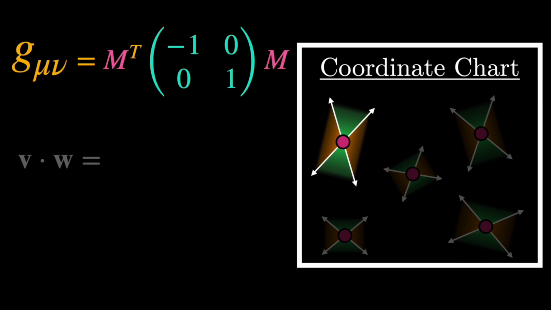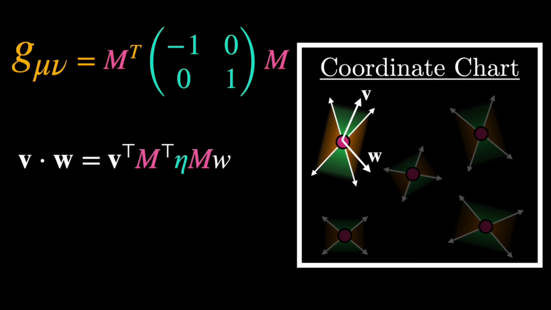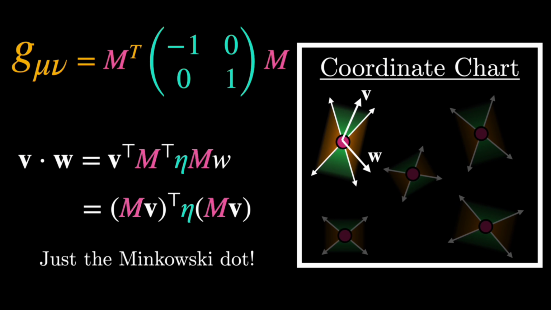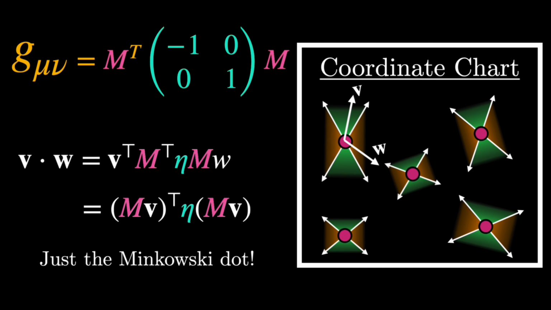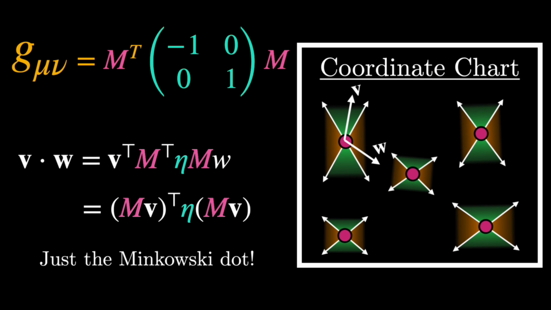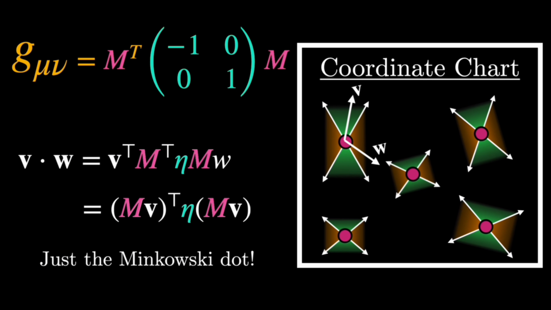And now watch what happens if we take the dot product between two vectors stemming from that point, where eta is just the Minkowski matrix above. We can regroup these terms like so, and we notice that this dot product is actually nothing more than the Minkowski dot product, except acting on linearly transformed versions of our two vectors, which is why no matter how distorted a spacetime chart, every point inside it will have some kind of such light cone structure.